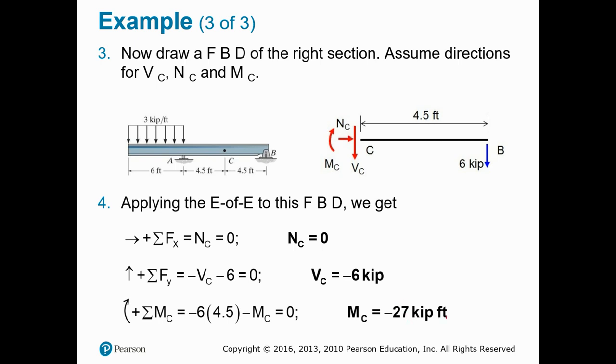That means the direction of that MC moment, the bending moment at point C, is the opposite of what we originally assumed, as shown in the free body diagram here.